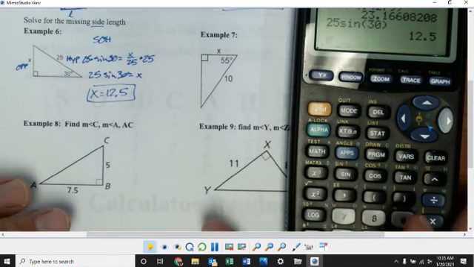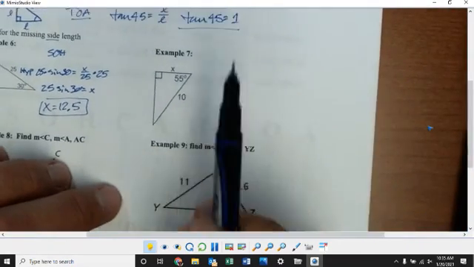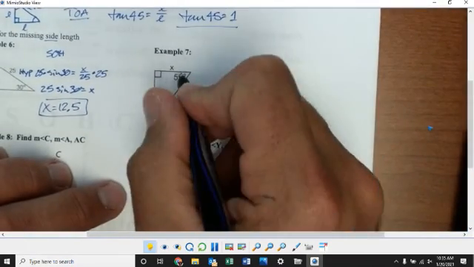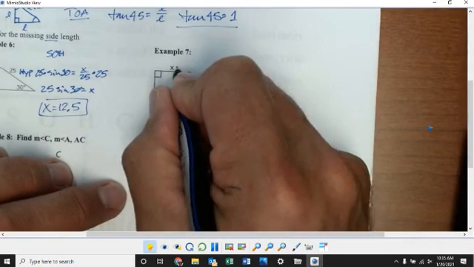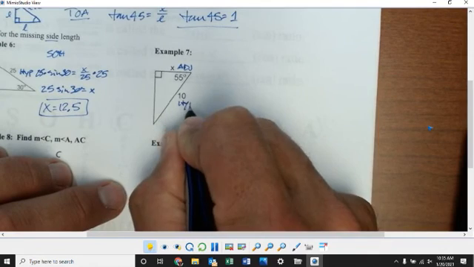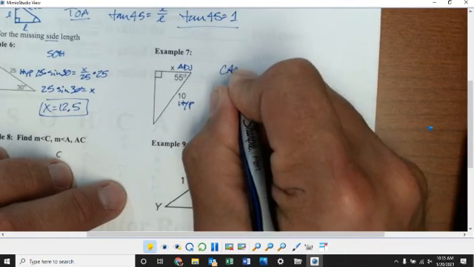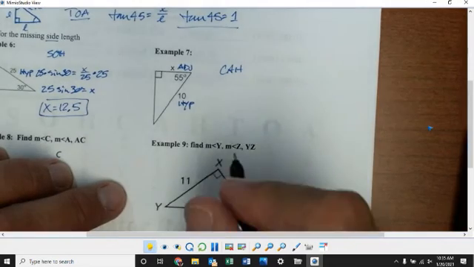Pause it and let's check out example 7. Okay, same thing here on example 7. I've got this angle. I'm going to label the sides. This x is adjacent. The 10 is hypotenuse. So I need one that has adjacent and hypotenuse. That's cosine. Cosine is adjacent over hypotenuse.